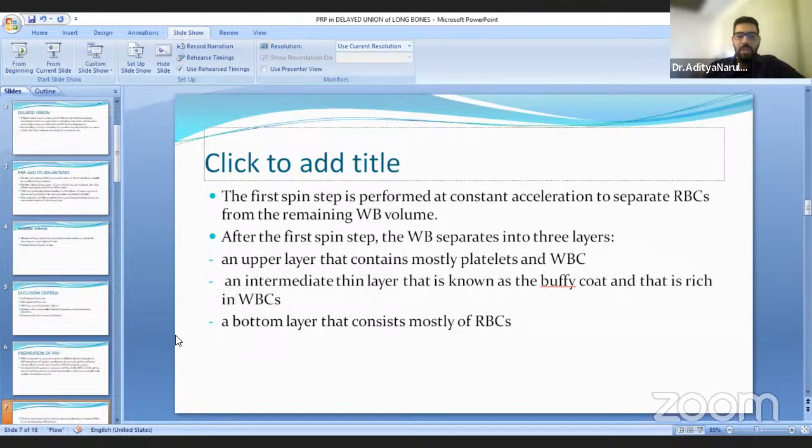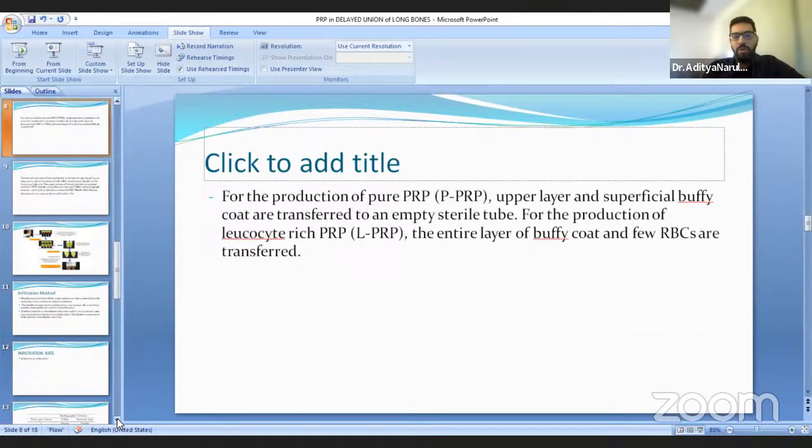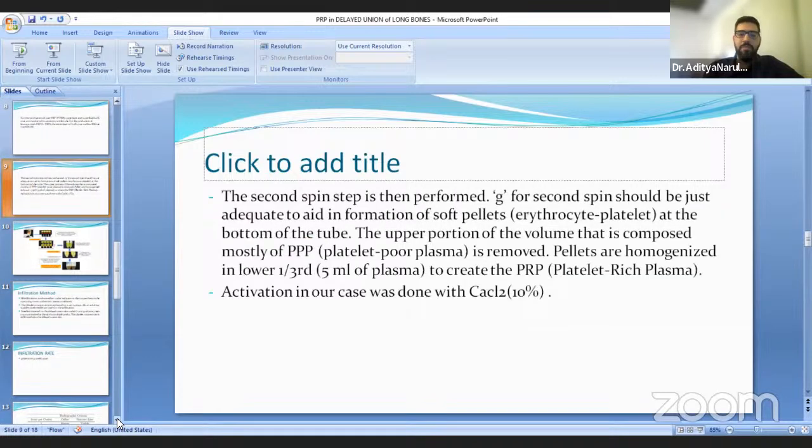After the first spin, the upper layer contains mostly platelets and WBCs, the intermediate layer is a buffy coat that is rich in WBCs, and the bottom layer is mostly RBCs. For the production of pure PRP, the upper layer and a superficial buffy coat are transferred to an empty sterile tube. For the production of leukocyte-rich PRP, the entire buffy coat along with a few RBCs is transferred. The second spin, at 3,500 RPM for around 10 minutes, is performed.